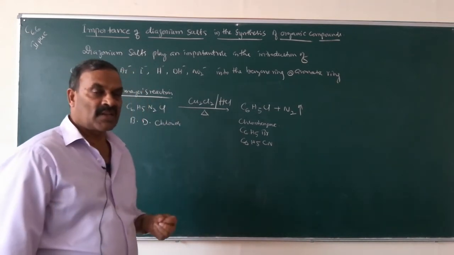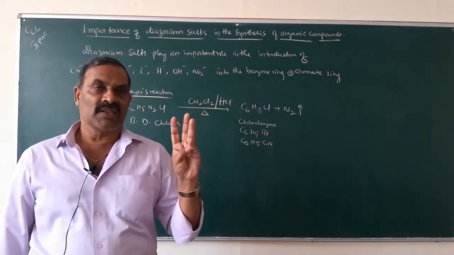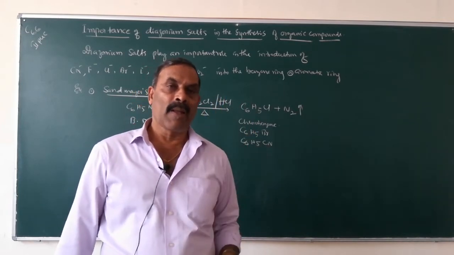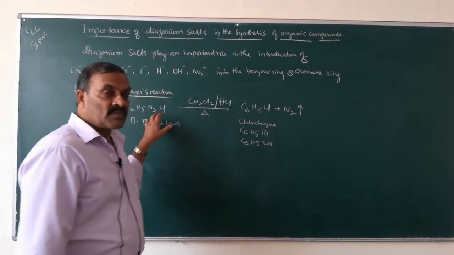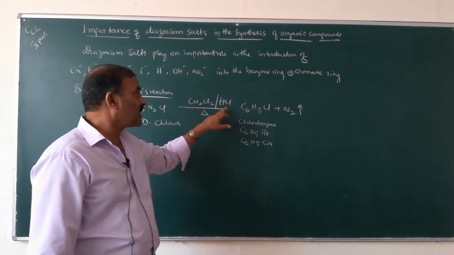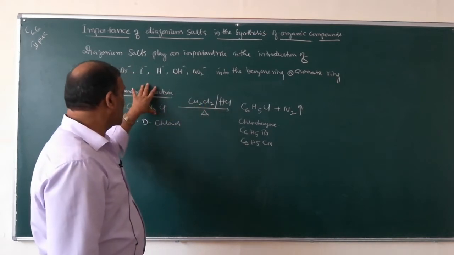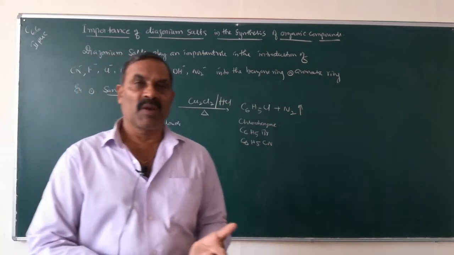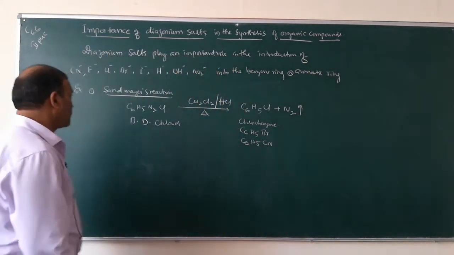What is Sandmeyer's reaction? Introduction of Cl minus, Br minus, CN minus into the benzene ring by the decomposition of diazonium salts in presence of cuprous salts and halogen acids is known as Sandmeyer's reaction. From Sandmeyer's reaction we can prepare chlorobenzene, bromobenzene and cyanobenzene.